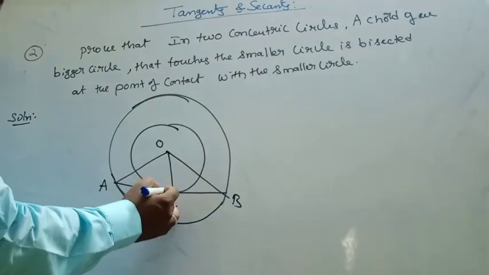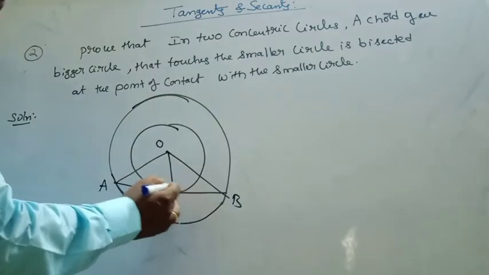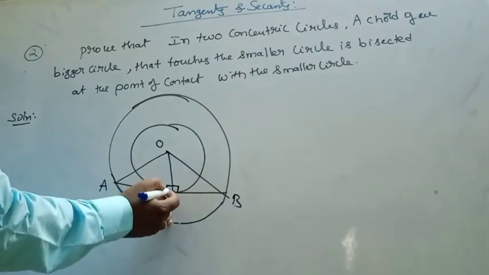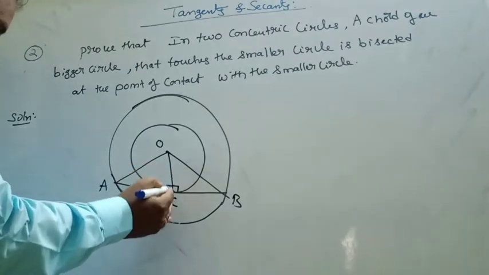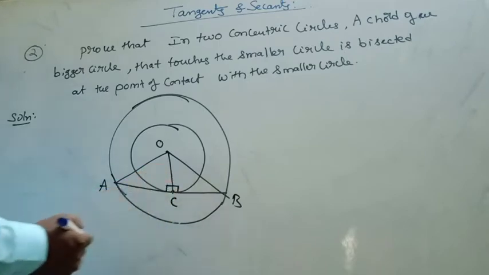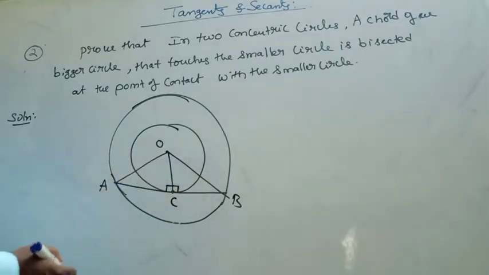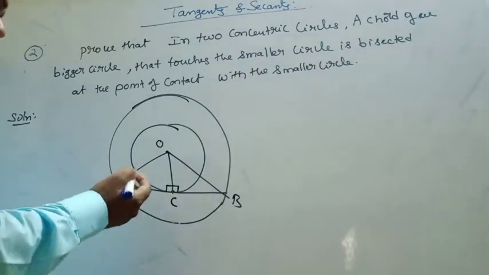See here, we know that this is 90 degrees. Why 90 degrees? We did already one theorem. At the point of contact to the tangent, the radius will be perpendicular to the tangent at the point of contact, like this, right? Very good.